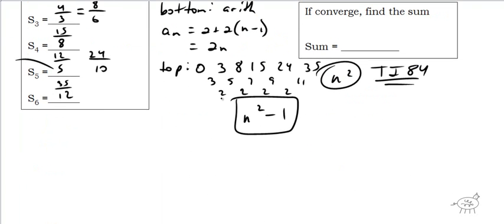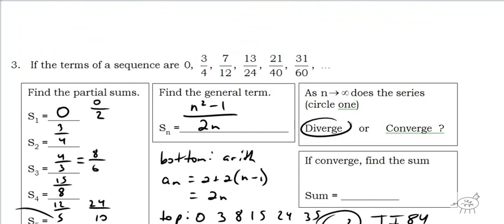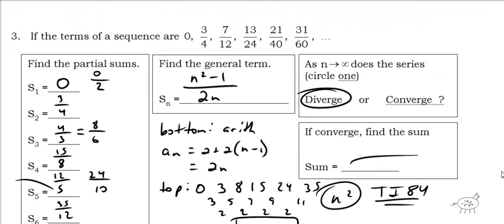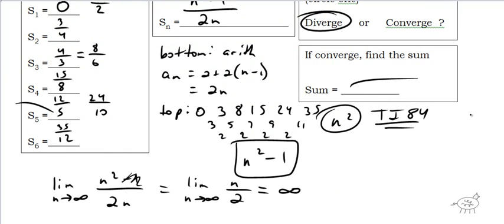Okay? So let's do the limit as n approaches infinity of n squared minus 1 over 2n. Well, the minus 1 is out of here, and I wind up getting the limit as n approaches infinity of n squared over 2n, which is n over 2. What happens? Doesn't it go to infinity? It gets bigger and bigger and bigger. So that's what you're going to tell me. You're going to say it diverges, and you don't need to fill in the sum because the sum goes to infinity. Okay? So that is partial sums. It's really not difficult. The hardest part is actually finding that general term, and then you have to take the limit to find what happens as n gets really, really big.